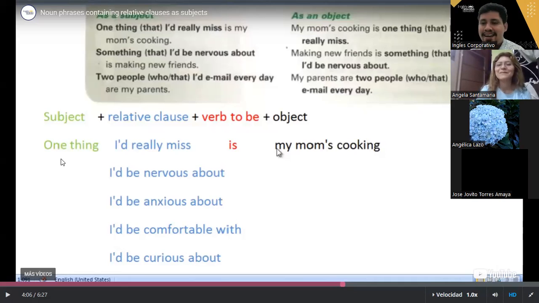Okay, so Angela, here we are working right now in lesson 5.2. We are just reviewing the information of relative clauses, the noun phrases with relative clauses. Right now, we are just completing these sentences. We are going to include a subject. We are going to include a verb. In this case, it's going to be verb to be plus an object or complement, okay? So you have to complete these four sentences, okay?